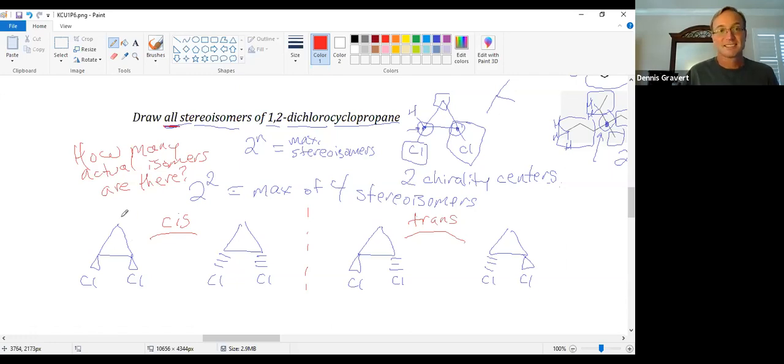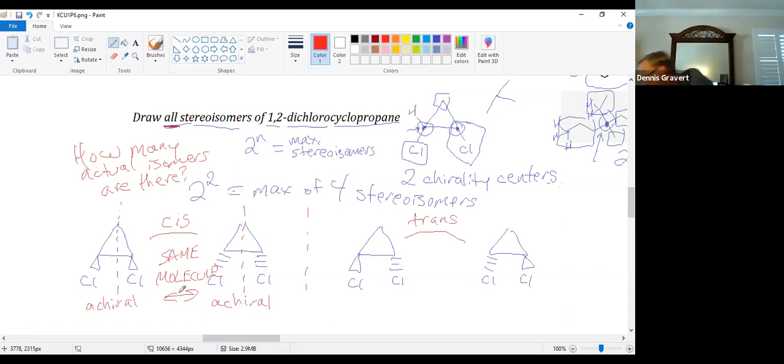Try the symmetry plane test. If you cut this right here and this one right here, they're exactly the same. The 2 pieces are the same. This is an achiral molecule. So is this one, achiral. In fact, these are the same molecule drawn twice. And I should have built my model ahead of time.